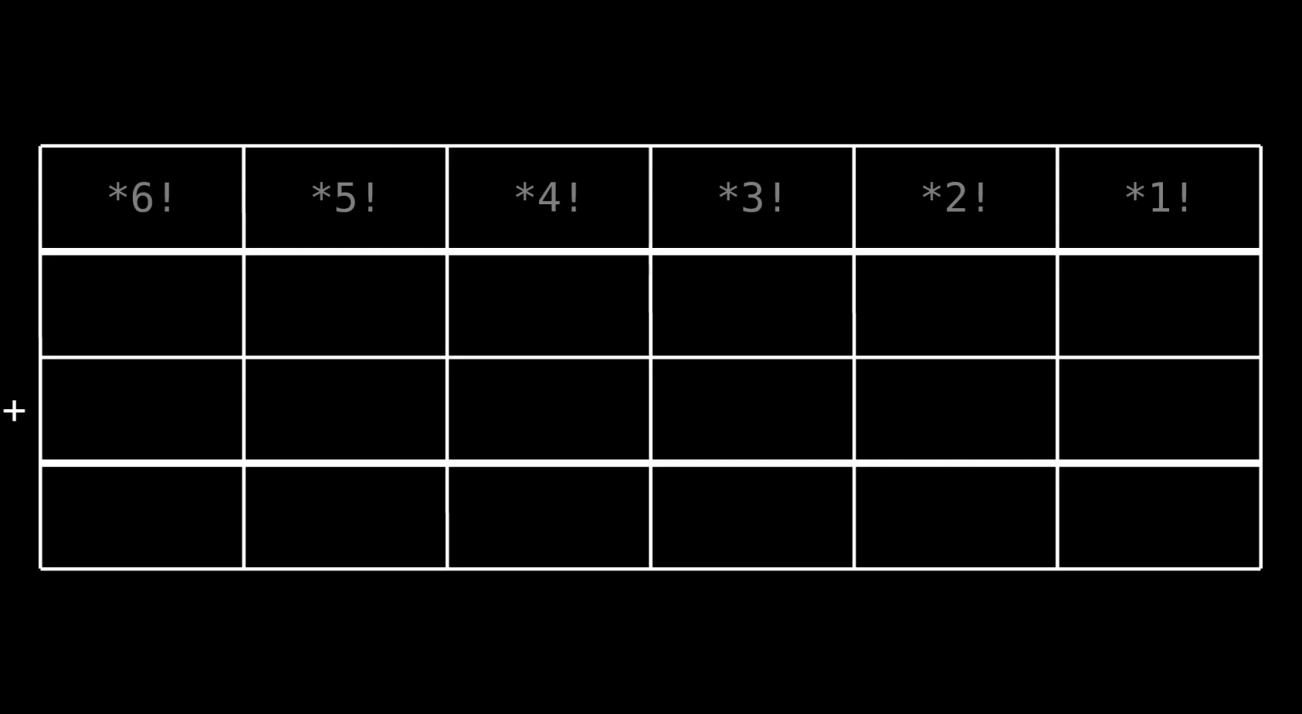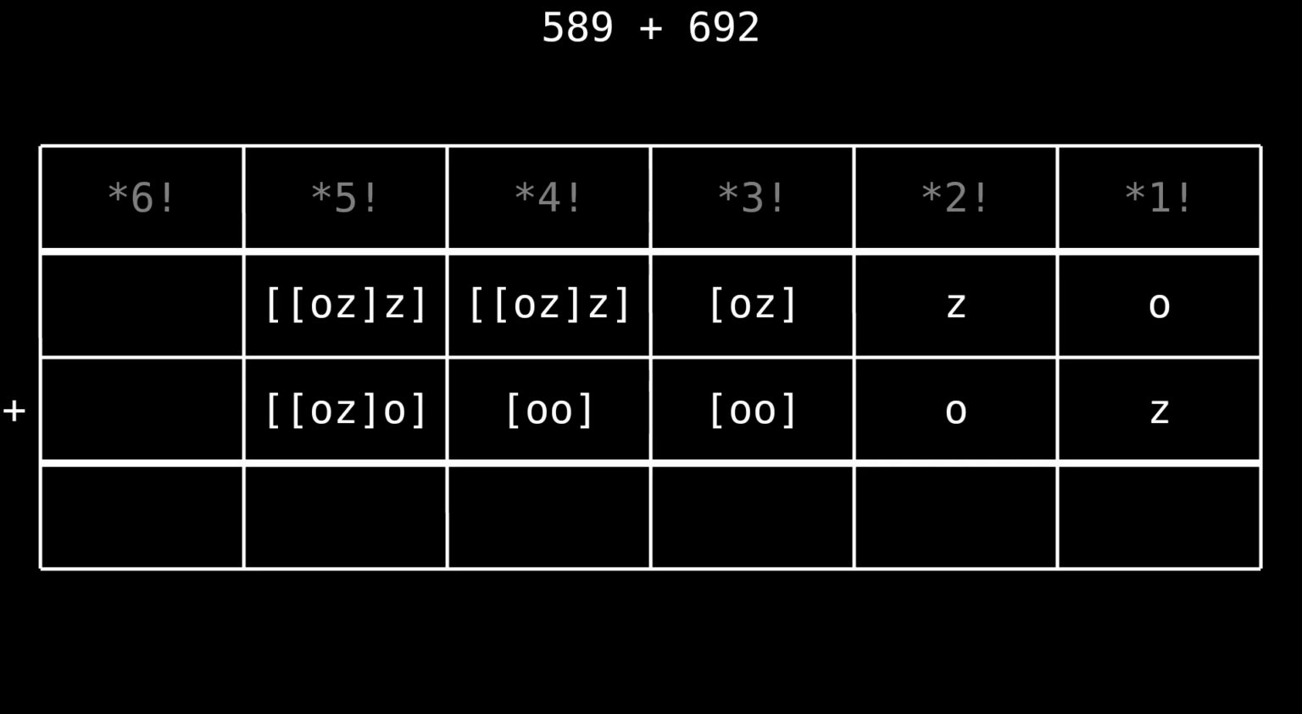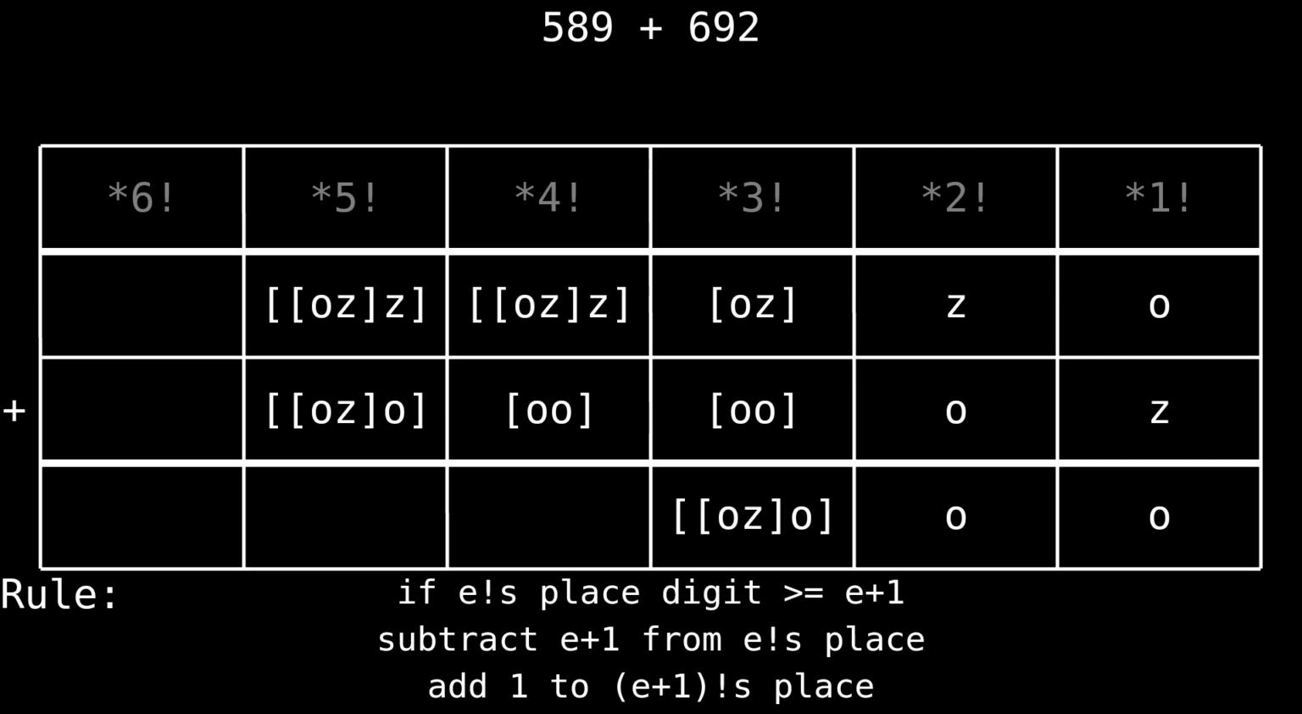Let's move on to bigger numbers, like 589 and 692. I chose these numbers to demonstrate carrying the 1 in different places. The rule is, if a number greater than or equal to e plus 1 ends up in the e's place, subtract e plus 1 from it and add 1 to the place to the left. Adding 0 to a number does absolutely nothing, so we know that the number ends in 1, 1. 2 plus 3 gives us 5. This is in the 3's place, so we subtract 4 and carry the 1.